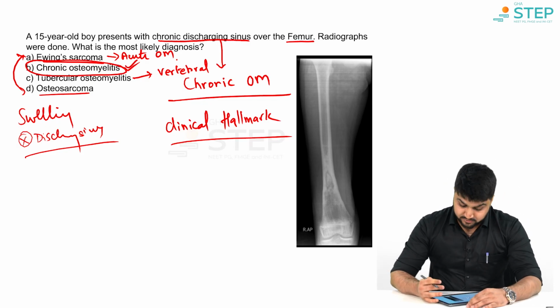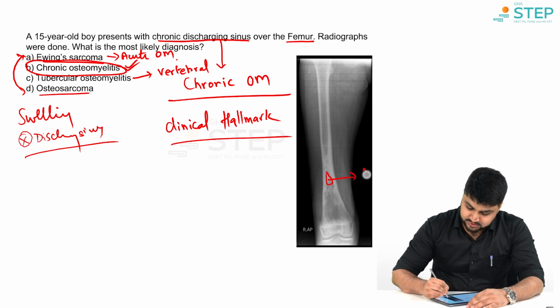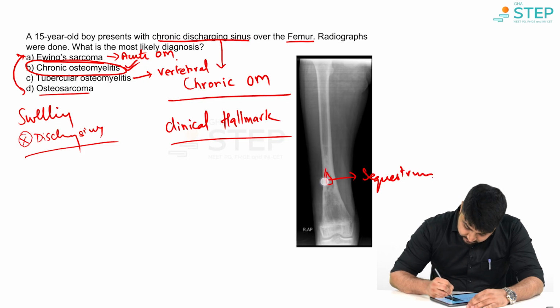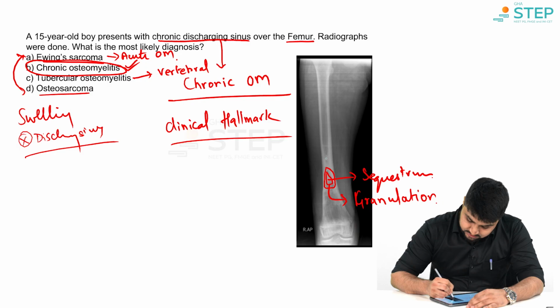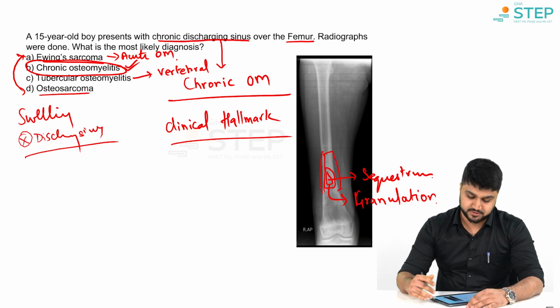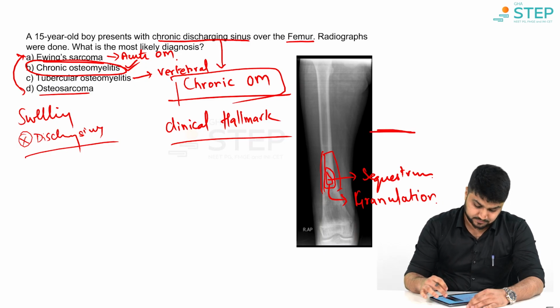If you go through the radiograph, we can see that there is a dense sclerotic bone in the medullary canal. This is the sequestrum. Surrounding the sequestrum, we have a radiolucent zone, which is the granulation tissue. Okay, and then we have this sclerotic reactive bone margins around it. Okay, so the diagnosis is chronic osteomyelitis.